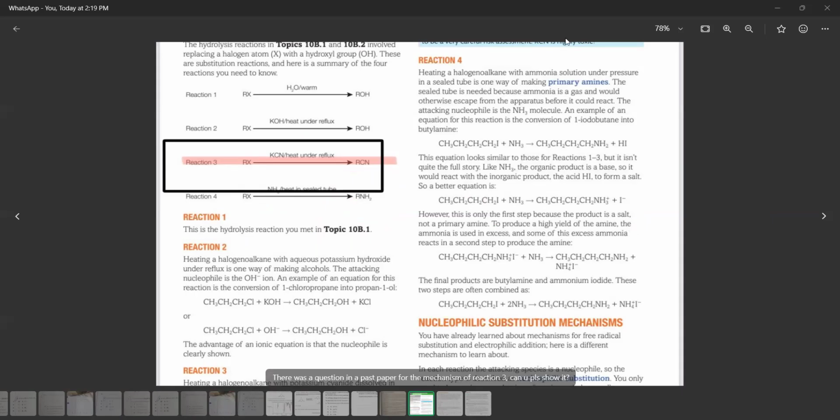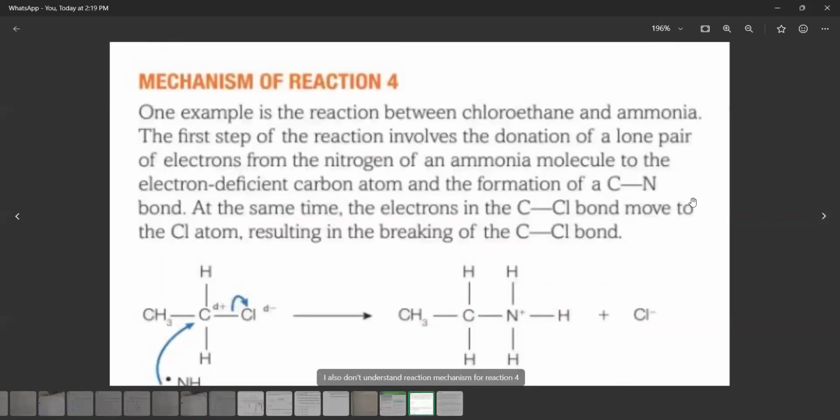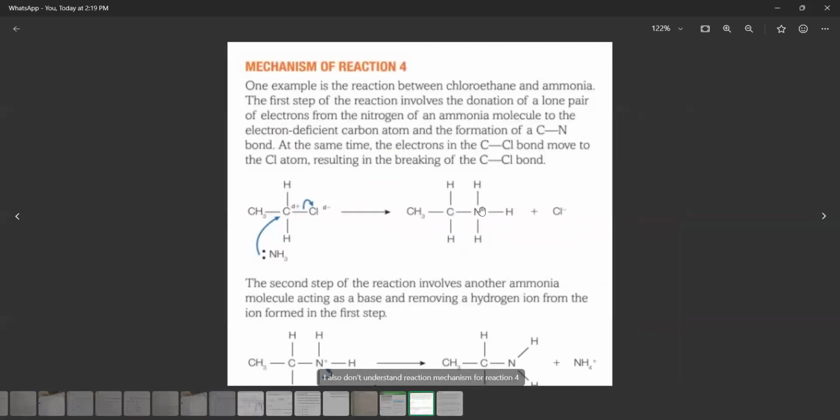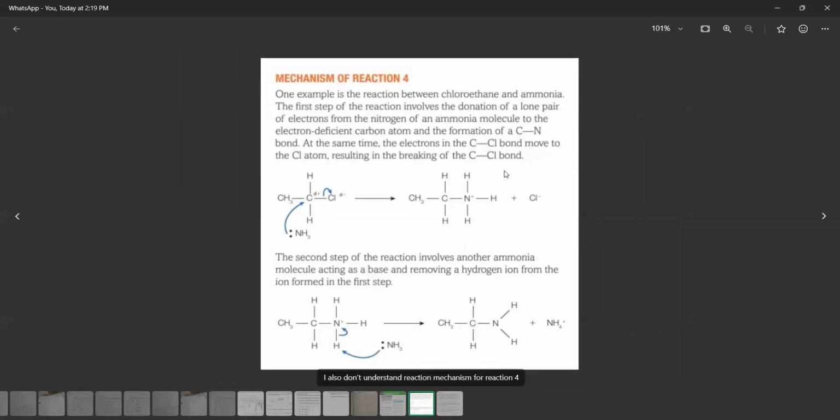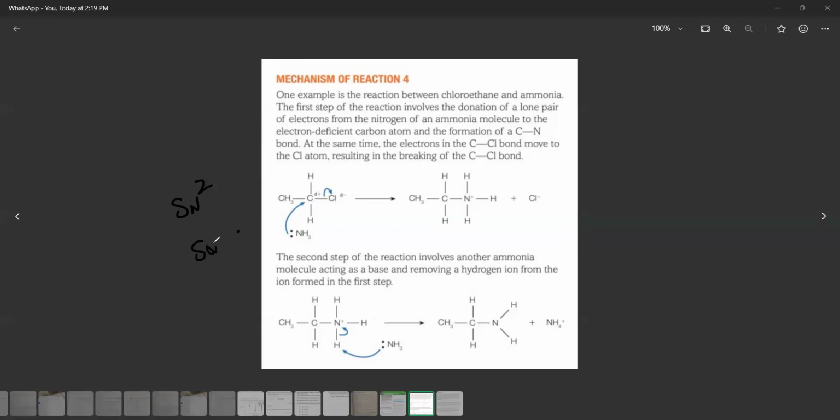So this is the same way. All of these are SN reactions. Now this is the mechanism for reaction 4, how reaction 4 proceeds. The idea of a mechanism, for example, this is again an SN reaction. It can be SN2 or SN1. If the bond breaking and bond forming take place at the same time, it will be SN2. If the bond breaks first and then the new bond forms, it will be SN1.